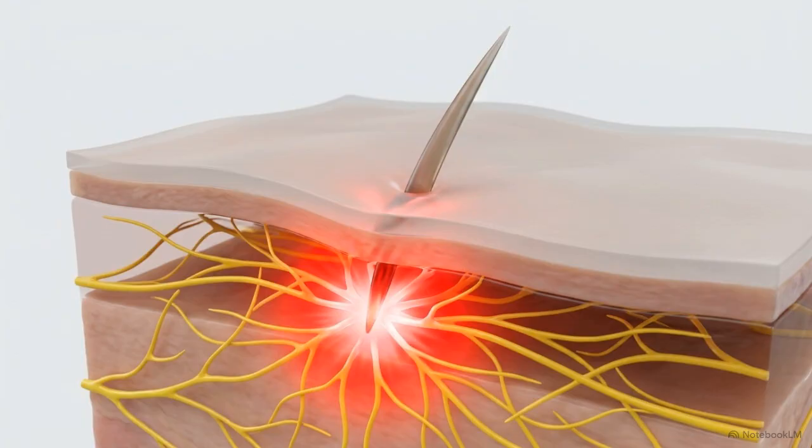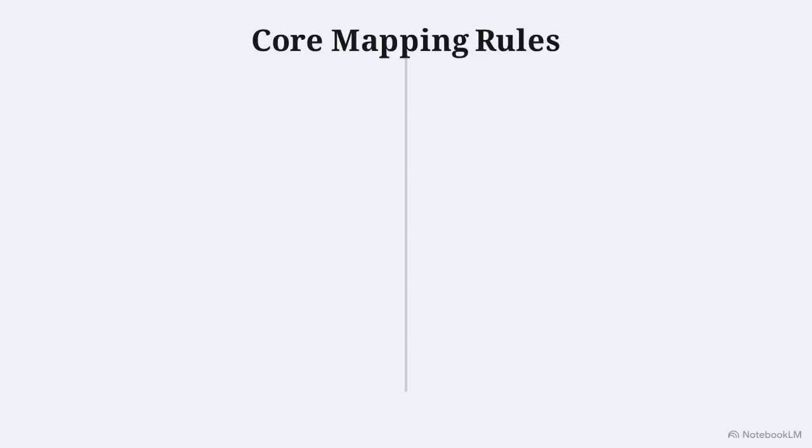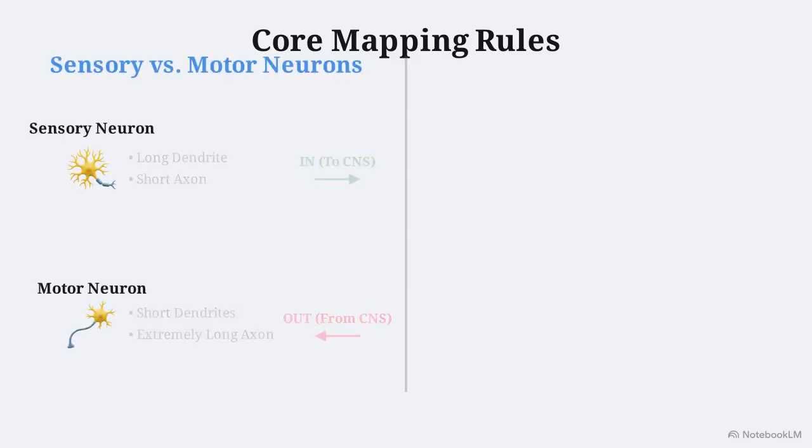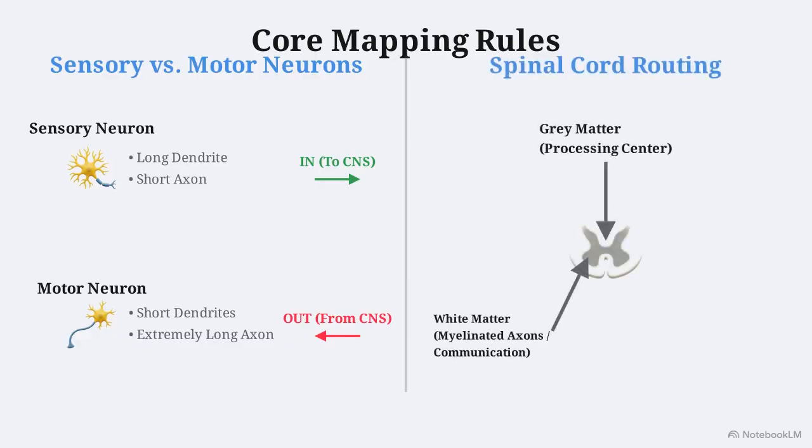By short-circuiting the conscious brain, it executes the fastest possible physical response. Here is a final diagram summarizing the core mapping rules. On the left, you distinguish sensory from motor neurons by their specific dendrite and axon lengths. On the right, track the strict input and output routes of the spinal cord's dorsal and ventral roots.